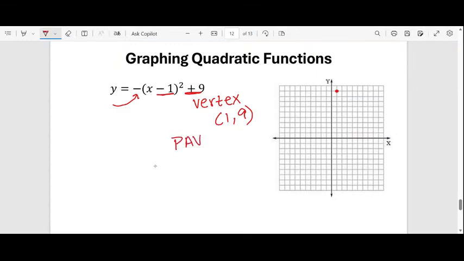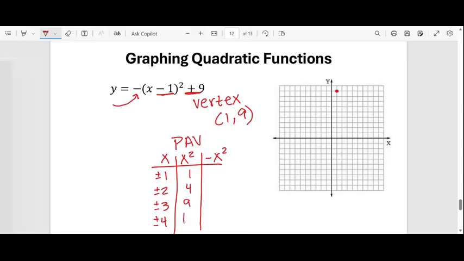So our pattern about the vertex table will have 3 columns. It will be x squared, and -x squared. So you'll go left and right 1, left and right 2, left and right 3, left and right 4. You'll square those numbers and then multiply all those numbers by the negative, which is your coefficient from your equation. Center column no longer matters.